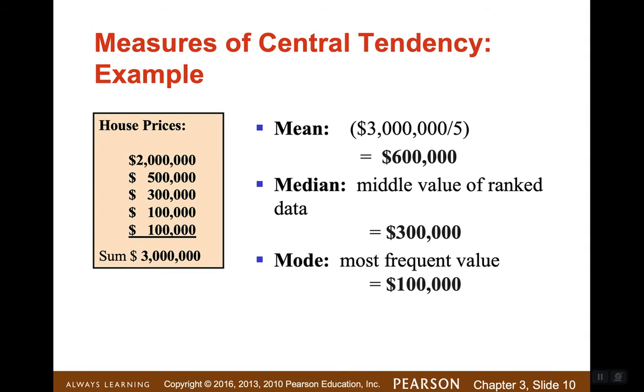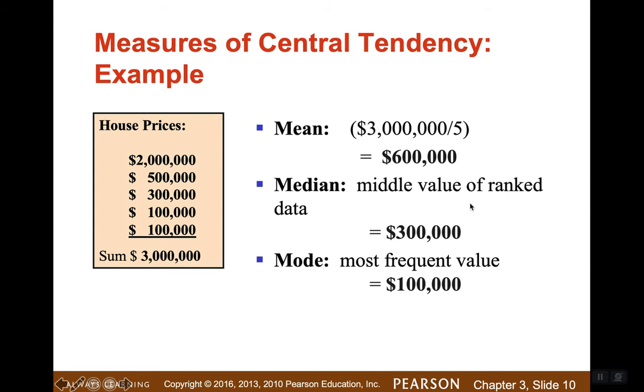So for an example, let's take house prices. We have an extreme value here, an outlier, 2 million for one house price. And then the rest of the house prices are kind of close: 100,000, 100,000, 300,000, 500,000. We add them up, divide by 5, and get 600,000. The median, though, the 2 million, if you look at this, has probably thrown this off, because the mean in this case is actually higher than the majority of the values.